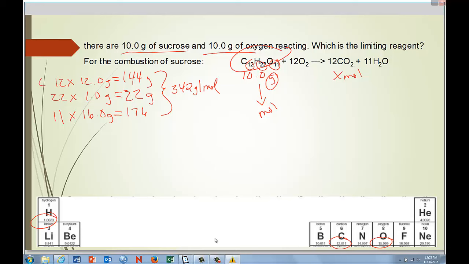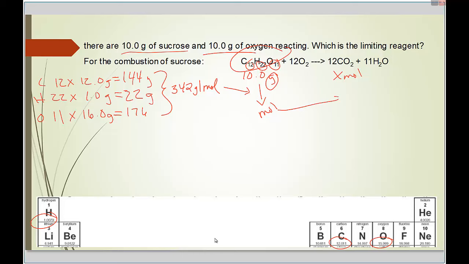Alright, so I now know that I can use the molar mass to do grams to moles of the sucrose. Now to go from moles to moles, I use the coefficients in the balanced chemical equation, and that'll give me moles of the CO2, which is what I'm looking for, so I can stop there. I don't have to convert it back to grams. Pay attention to what the units are telling you. The units will guide you through the problem.